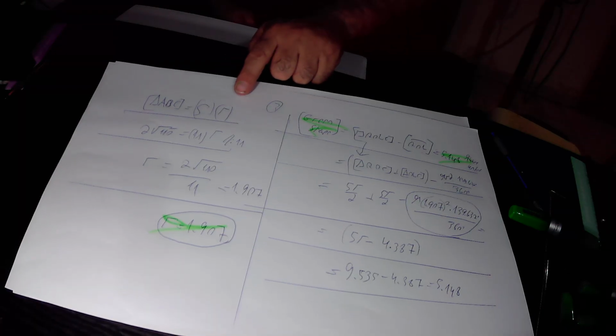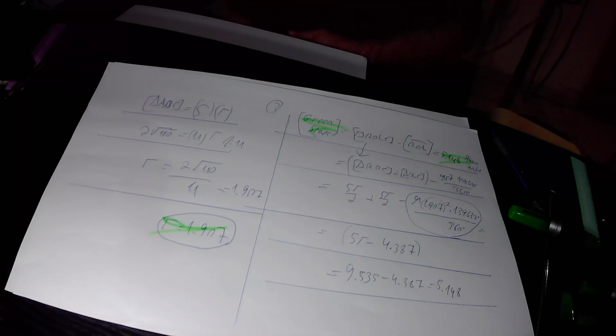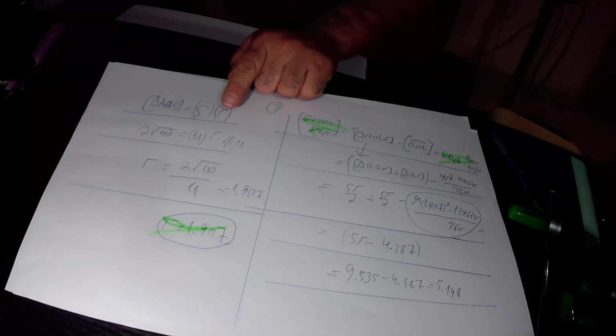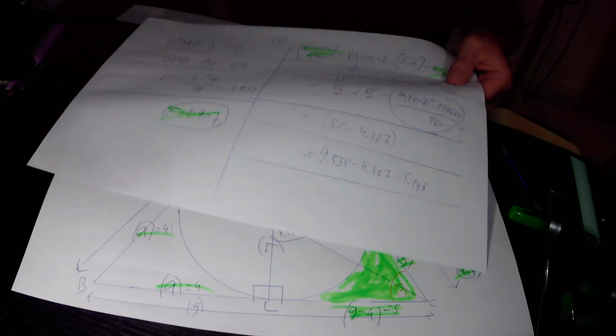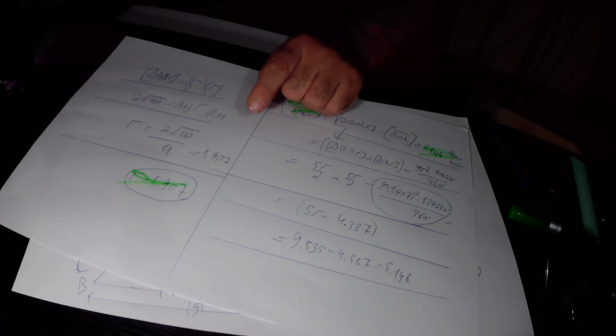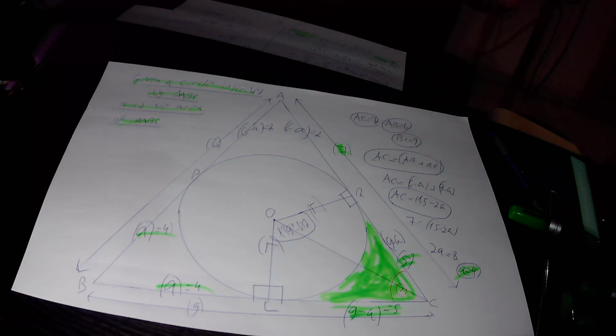S is 11, and R, the radius of the circle inscribed in triangle ABC, is the missing variable. We already found that the area of triangle ABC equals 2 times the square root of 110. So 2 times the square root of 110 equals 11 times R. Here we divided this equation by 11 and found that the radius R equals 2 times the square root of 110 over 11. 2 times the square root of 110 over 11 is about 1.907 units. So the radius R of this circle equals 1.907 units.